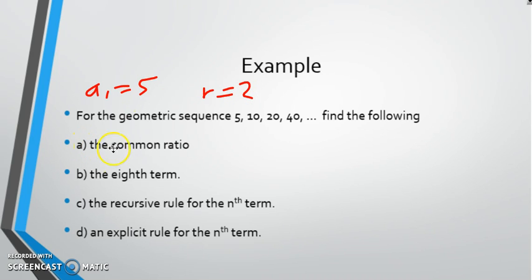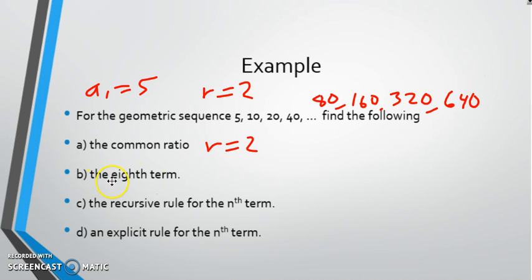So that actually was the first question. They said find the common ratio. Well, we just said they're multiplying by 2. Now they want us to find the 8th term. Yes, you could find that answer in this case by doubling, doubling, doubling, and then continuing to do that. So the next number would be 80, and then 160, 320, and 640.